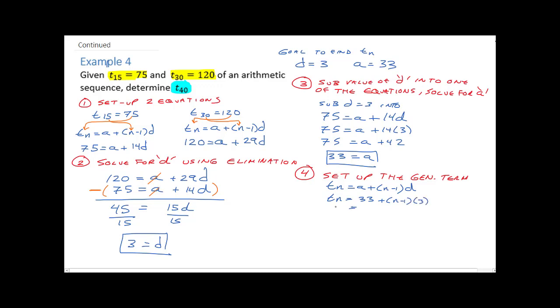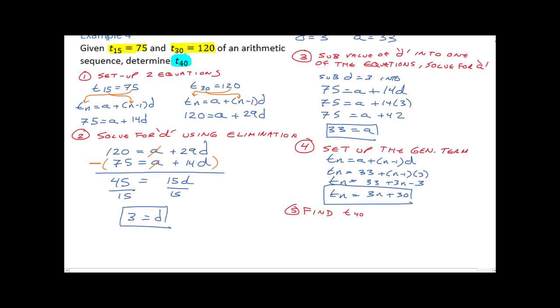Let's clean it up a little bit. I got 33 plus 3n minus 3. So that gives me Tn equals 3n plus 30. There we go. Now we can actually do step 5, which is let's find T40, right? And again, almost all the work was finding the equation. Now that we got that, we can figure out what T40 is. T40 is equal to 3 times 40 plus 30. Well, 3 times 40 is 120, plus 30 is 150.